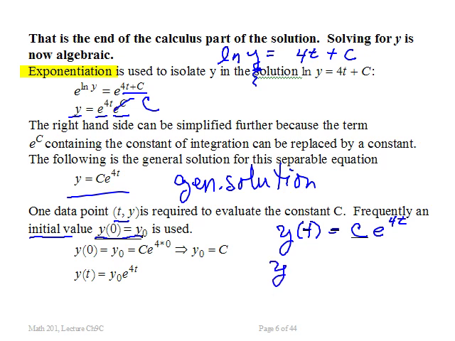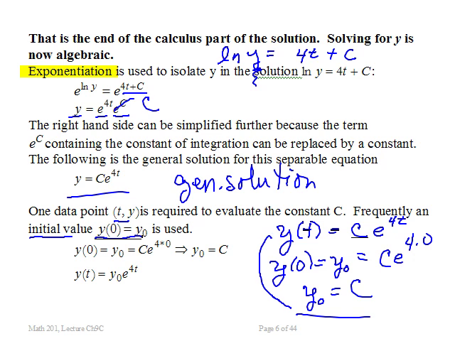I know the value of y at 0. I'm going to call this y sub 0. Substituting 0 into this equation gets c e to the 4 times 0. Well, e to the 0 is 1, so we end up with y0, the initial value, being the value of the constant. I can substitute that into my general expression: y as a function of time equals y0 e to the 4t. And that's the solution of that differential equation.